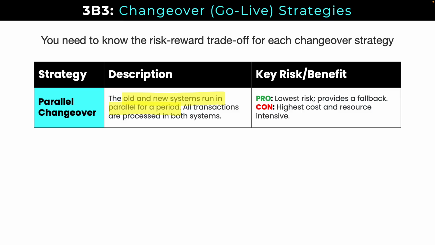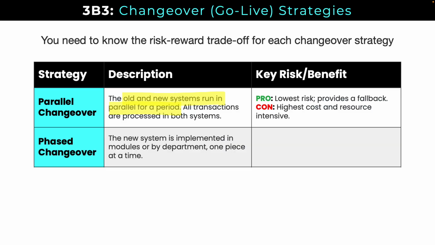On the downside, the con is that it's highest cost and it is resource intensive because we have two full systems running. There's the phased changeover, where the new system is implemented by modules or department one piece at a time. So the upside, the pro there, is that it moderates risk a bit. It also reduces costs somewhat. It can have some resource challenges because we're implementing new pieces of the system one at a time. So new system pieces and old system pieces have to work together during that interim period. That can result in some interesting challenges.